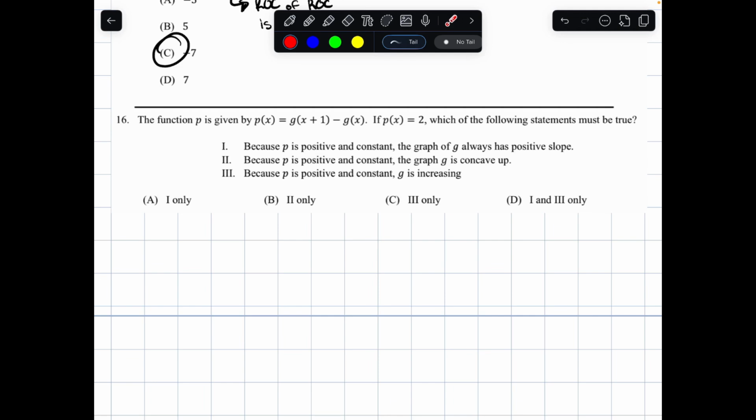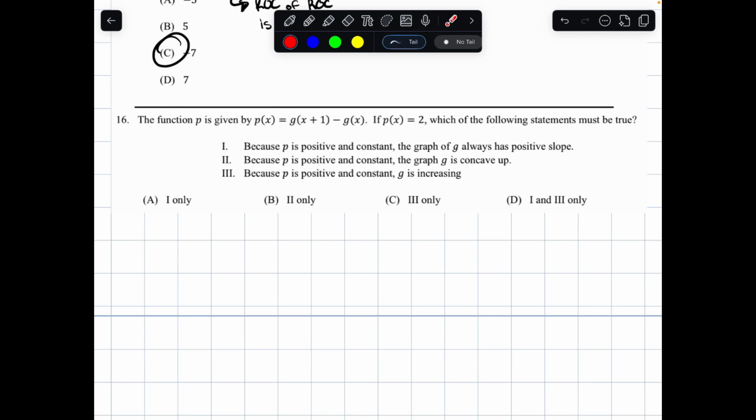The function p is given by g of x plus 1 minus g of x, and it tells us that p of x is 2. So it tells us that this expression is always going to equal 2, no matter what. Which of the following statements is true? It gives us statements about b being positive and constant, and what happens with g. We could either be positive slope, concave up, increasing, or it can be both 1 and 3. So what we really need to do is analyze this expression.